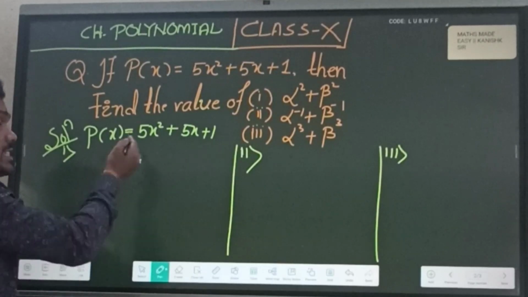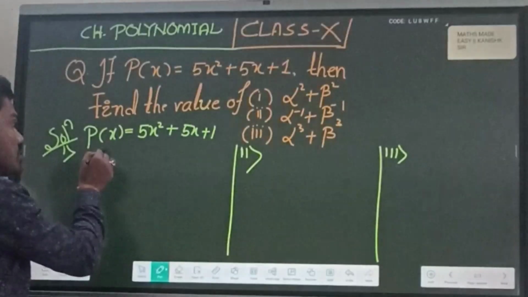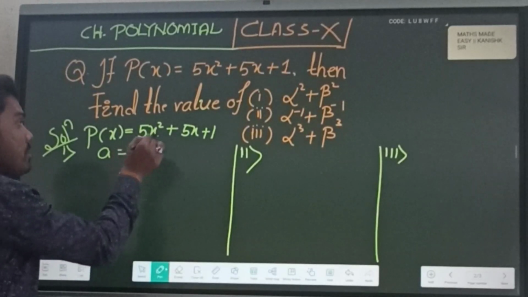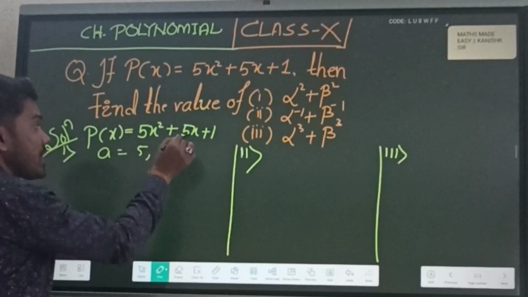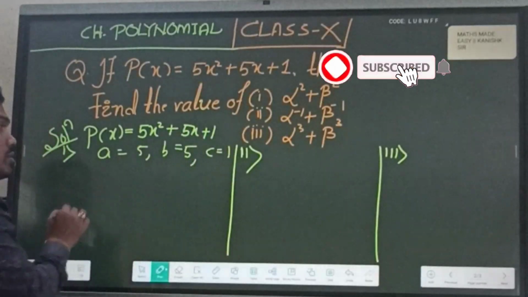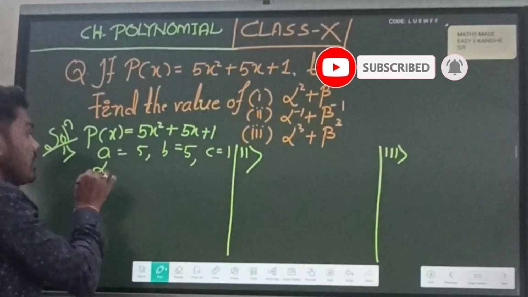As you know, it is a quadratic equation, and what is the form of quadratic equation? ax square plus bx plus c. So a is your what, students? a is the coefficient of x square, that is 5. b is your what, students? b is the coefficient of x, that is also 5. And c is your what, students? c is 1.